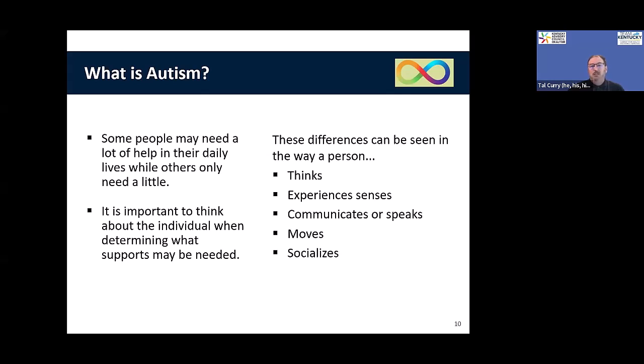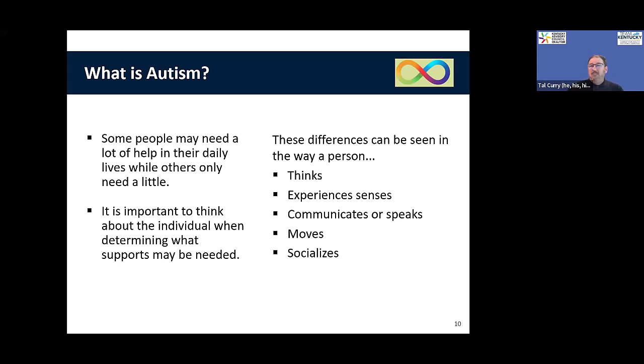And these differences can look like or may seem to be the way the person thinks, the way they experience senses, the way they communicate or speak, the way they move, and the way they socialize. You have to be careful generalizing. Some people might say that some autistics don't have great gross motor skills, but I have seen autistics who are incredible athletes. So if you've met one person with autism, you've met one person with autism.